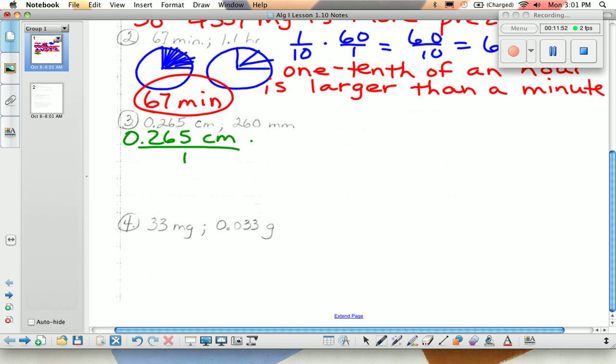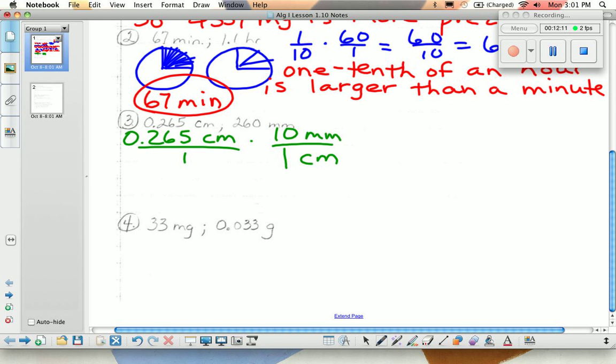What conversion factor are we going to use? How many millimeters in a centimeter? 100. No, that's in a meter. 10. There's 10 millimeters in a centimeter. We need the centimeters to go away, so we'll put that downstairs. And the 10 upstairs.